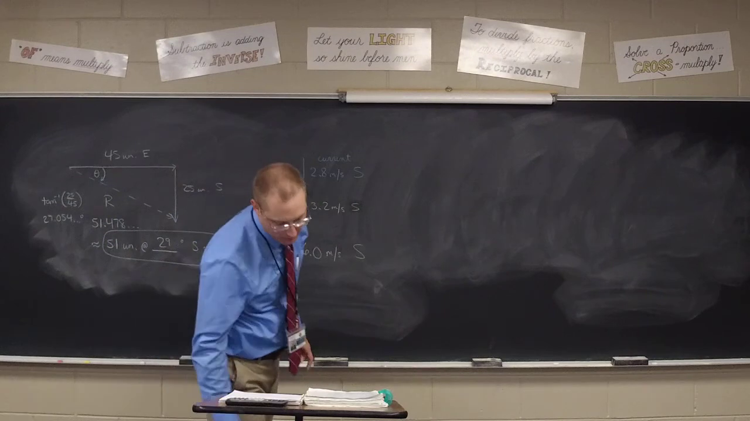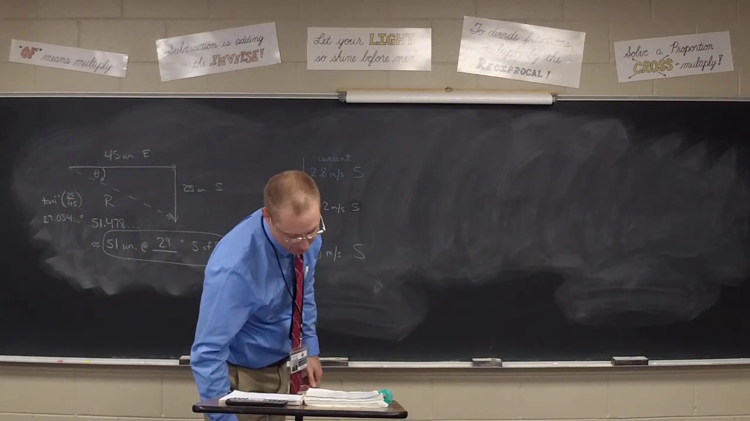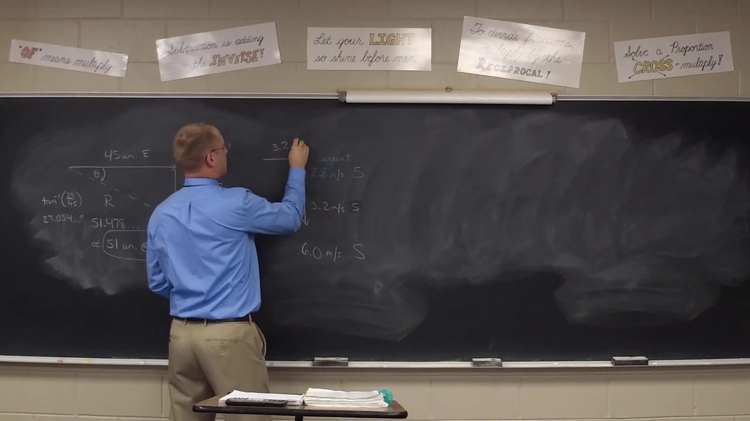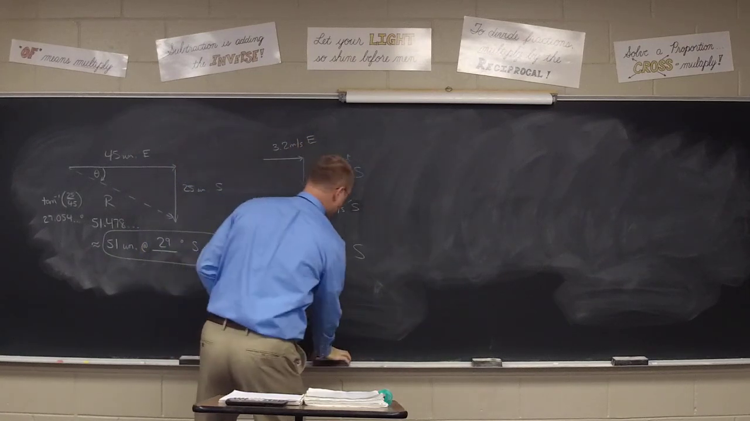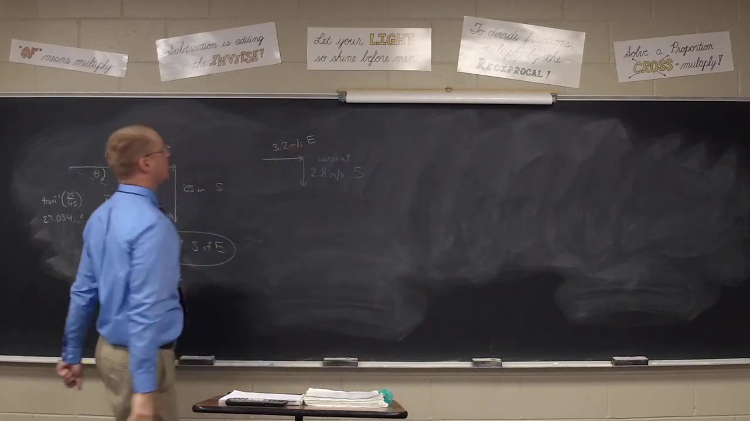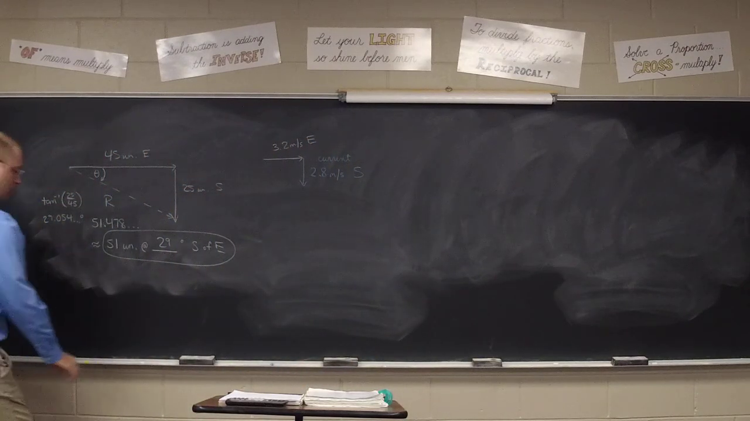All right. What if he decides to go from Alabama into Georgia? He goes east at 3.2 meters per second. He said upstream and downstream is too hard. Let's go across the river. 3.2 meters per second east.